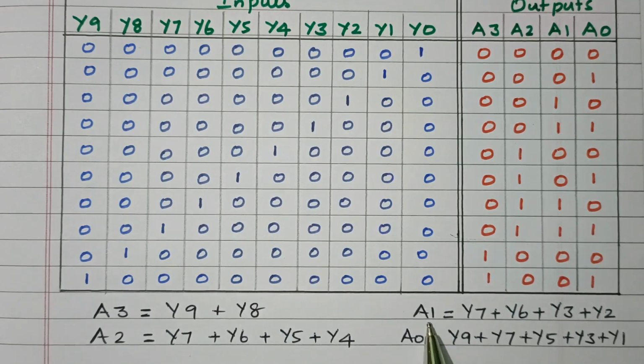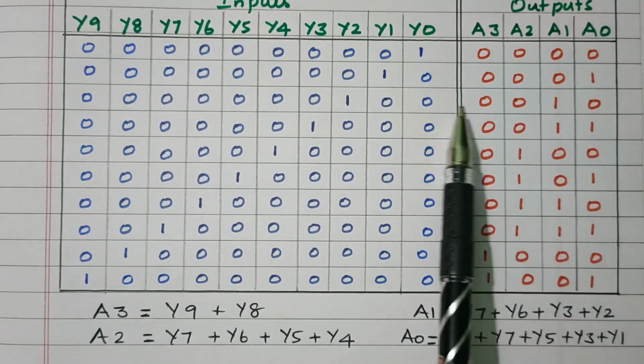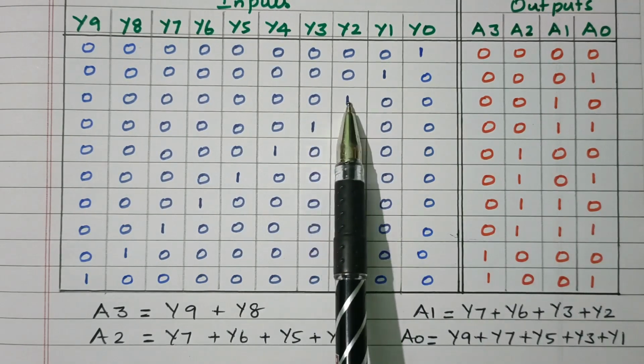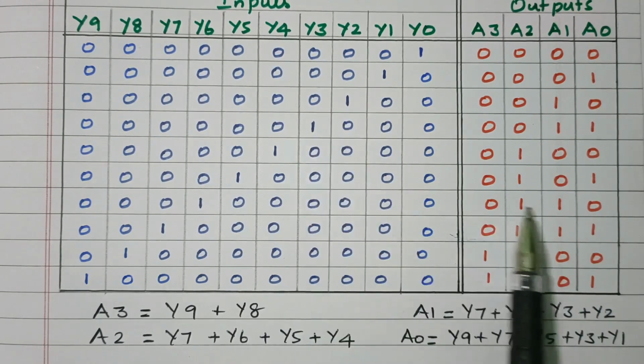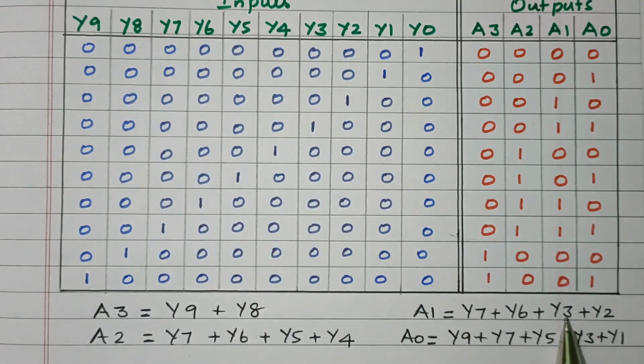Then we'll go for A1. See here, these two are high level, then two low level, again two high levels. So we'll see correspondingly here Y2 and Y3, and here Y6 and Y7. So Y2, Y3, Y6, Y7 are all added together. Other terms are 0. So this is the logical expression for A1.